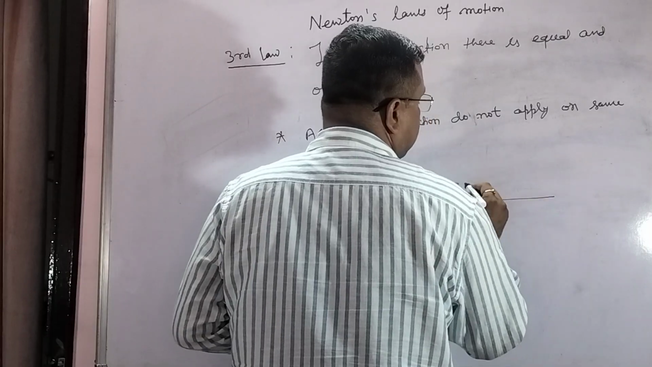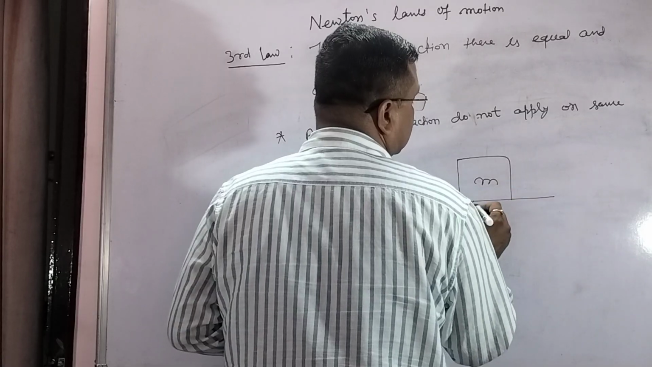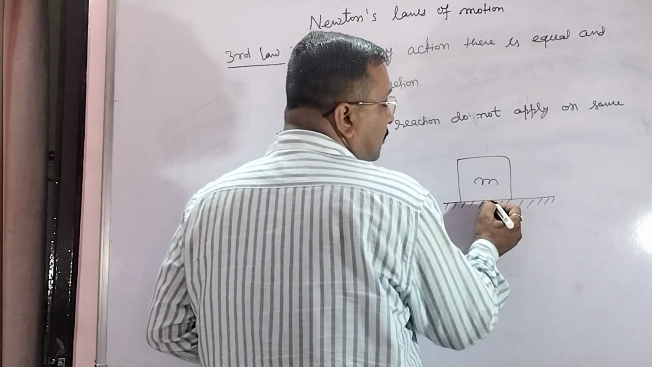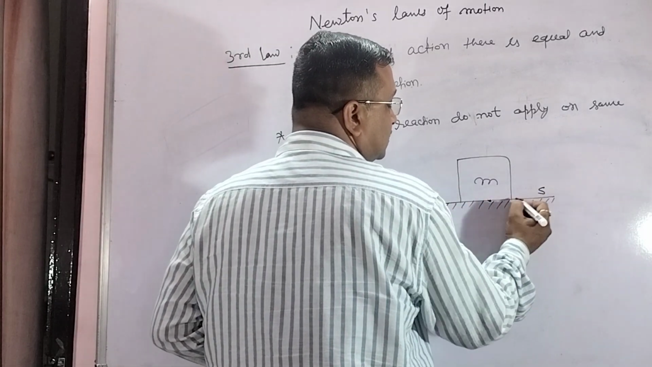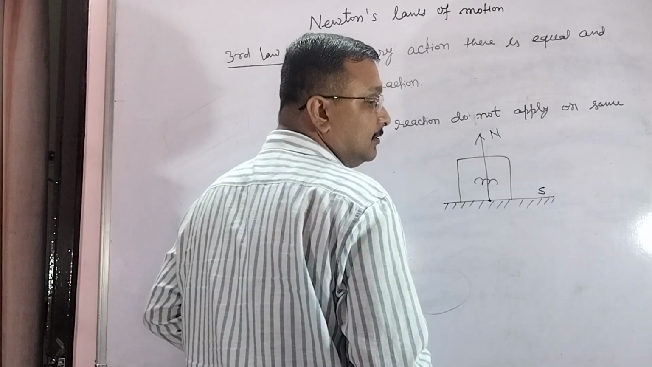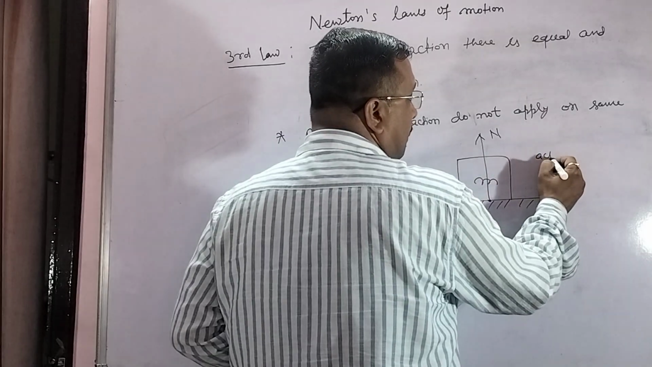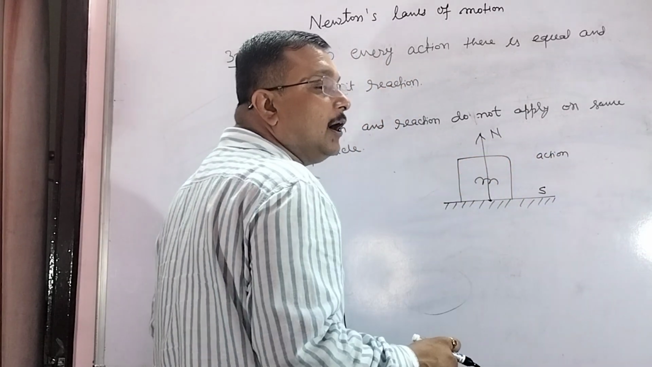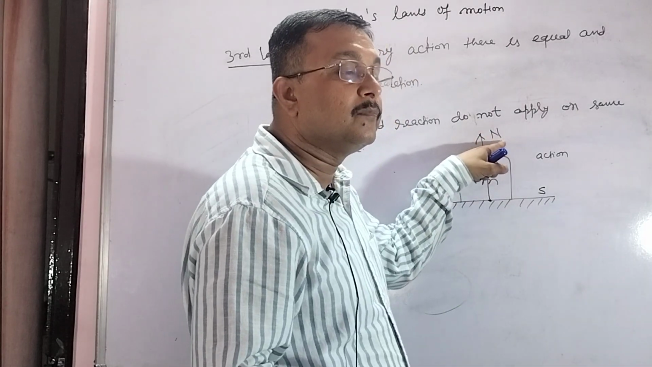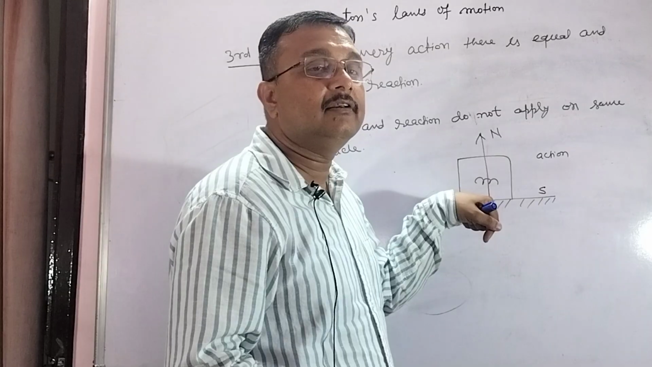Suppose this block M is placed on this surface. So this surface, suppose this surface is S, will apply the force of normal reaction in upward direction on the block. Suppose this is an action. So this block will apply the force on this surface with the same magnitude N, but opposite in direction.